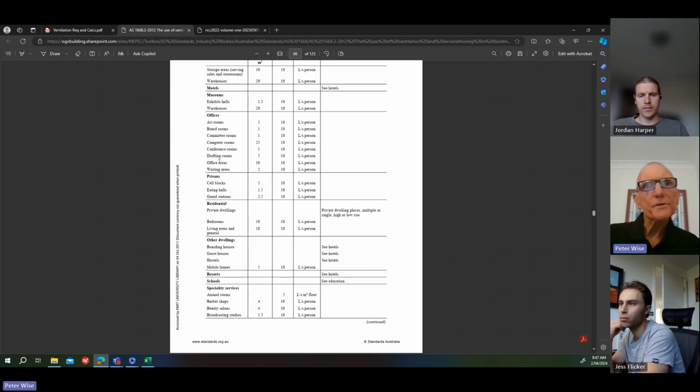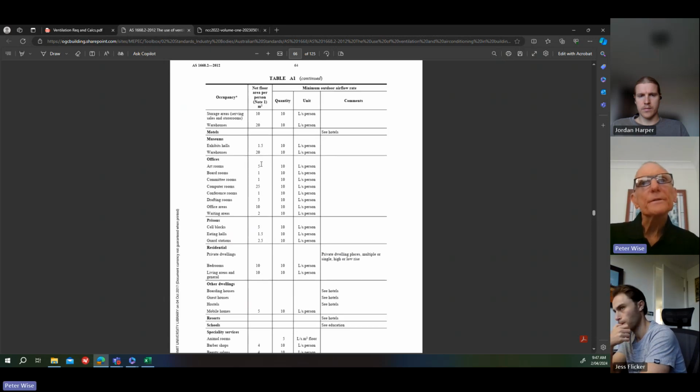Conference rooms, office areas, waiting areas, and so on. So you can see there, it's all 10 litres a second per person. But this gives you the square metres per person if you don't know what it is.